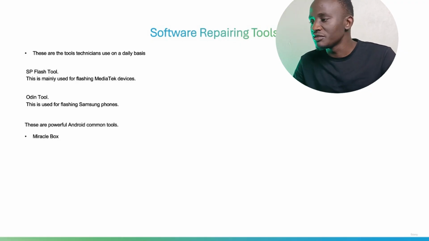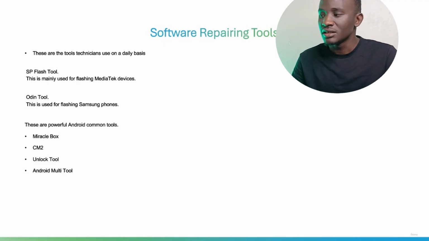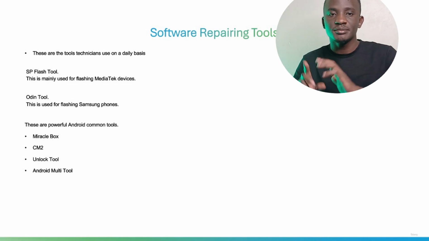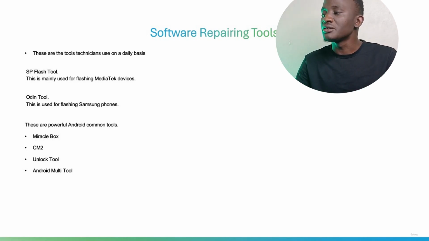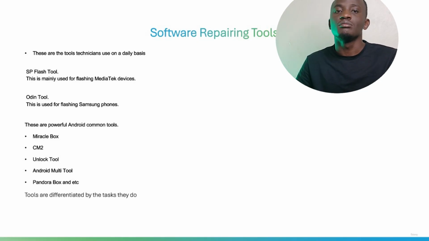Then you have Miracle Box, you have CM2 dongle, and you have Unlock Tool, which I've pretty much demonstrated in the previous video. You have Android Multi Tool if you're looking for a basic tool that can help you read partitions and perform FRP and factory reset. Android Multi Tool is a good one. Then the Pandora Box. The difference between Android Multi Tool and Pandora Box is that with Pandora Box you purchase the hardware, but Android Multi Tool is an online subscription-based software, so you have to constantly renew your license.